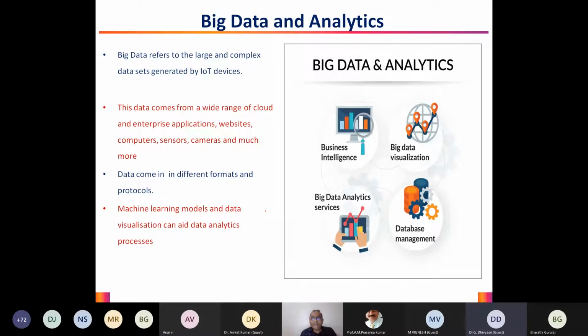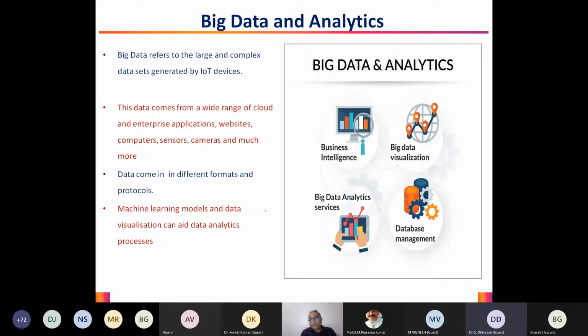That is where big data and analytics come into the picture. The data will come from various sources: sensors, cameras, websites, computers, any enterprise application that is connected to the cloud. Every single second, a massive amount of data is generated. So it is very important that we consider this data and use analytics, typically with machine learning models and data visualization algorithms, which will provide business insight.